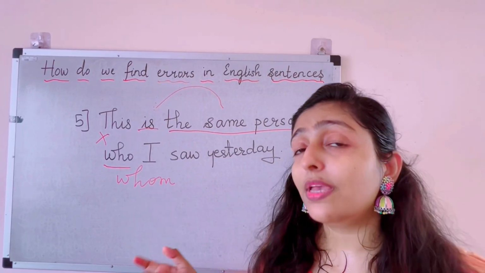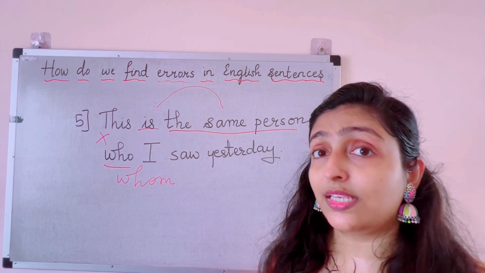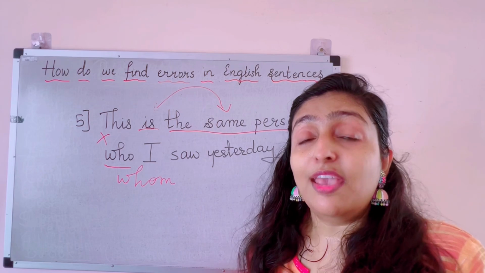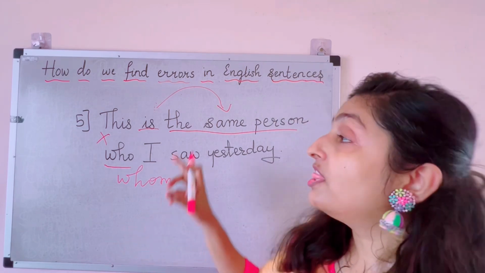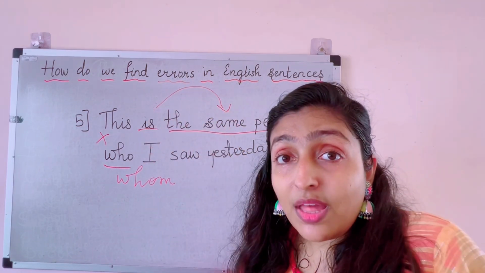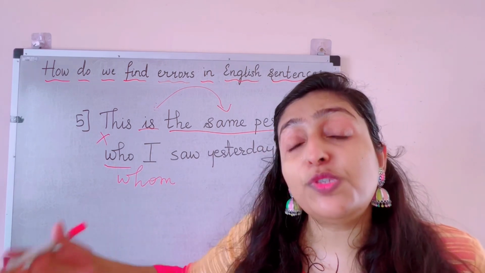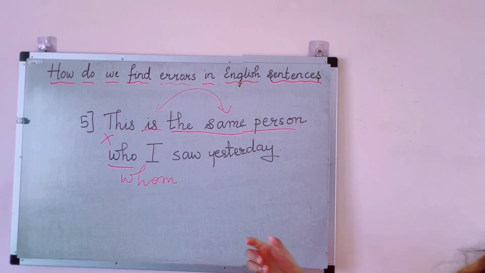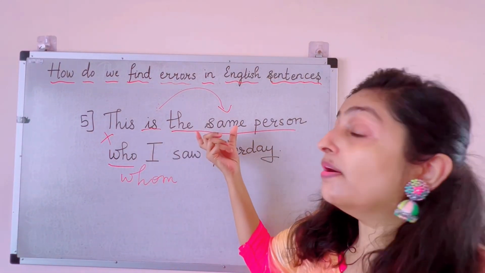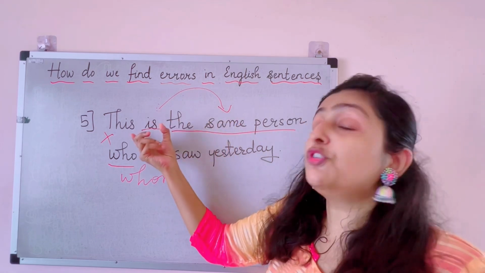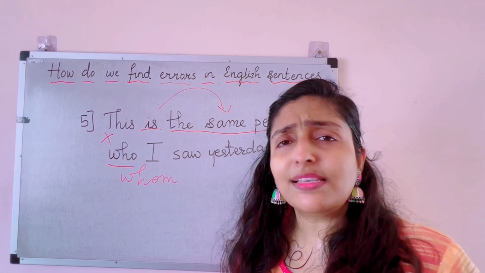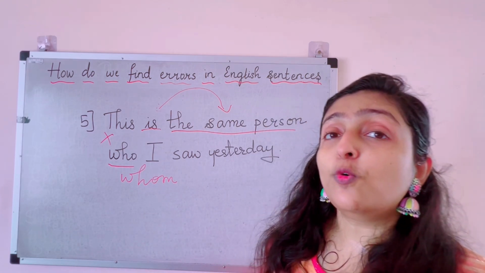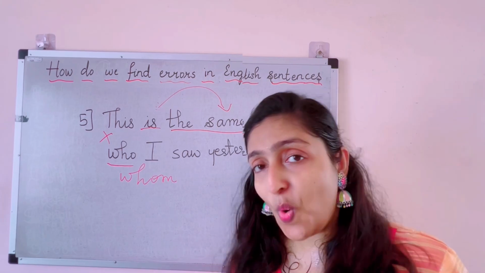So the verb in this sentence is saw. The object of this verb is the same person. If you have to refer to the object of this verb, then whom is used commonly instead of who. Whom refers to the person who is the object of this verb. In such cases, whom is more precise and commonly used than who.